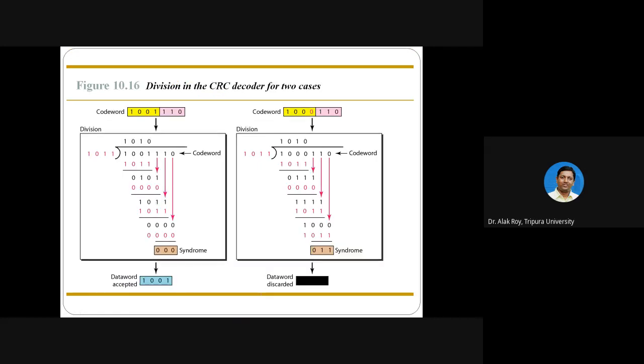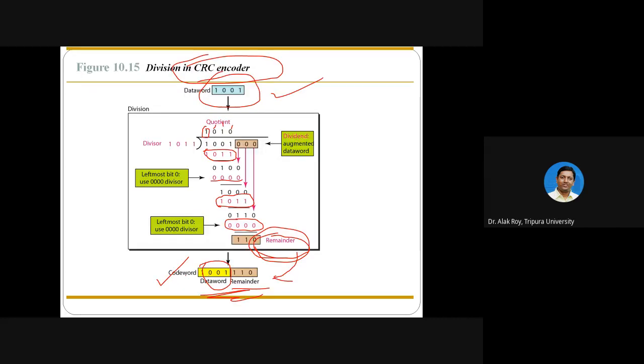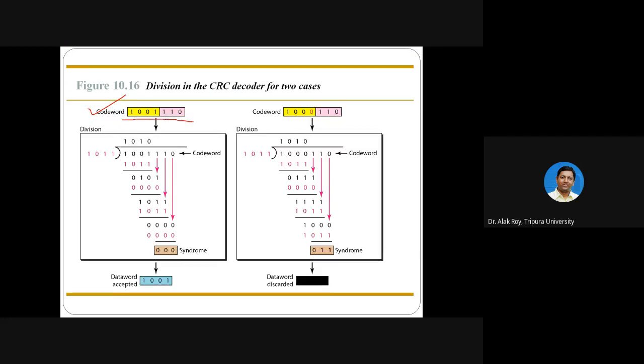So that will be sent to the receiver side. Now at the receiver side, there can be a case where the code word is the same. What is sent? 1001110. So it is the same as received, 1001110. Otherwise there can be an error, like one bit changed.